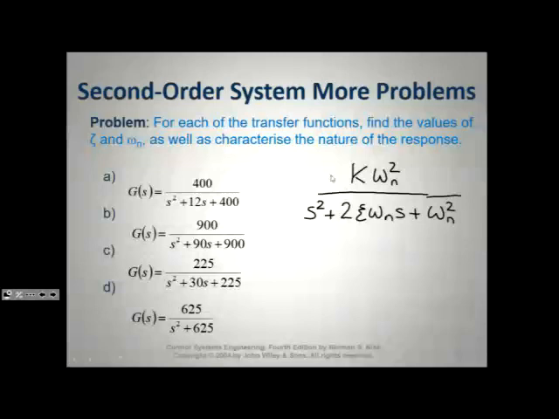Okay, and a little clue is start with that term. If you can work out what omega n is, then k is quite easy to do. I'm sorry, omega n squared. K is quite easy to do, and omega n is easy to do, and zeta will come. Just relating each term to the standard form.